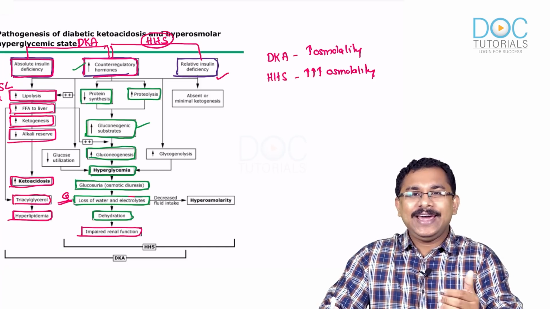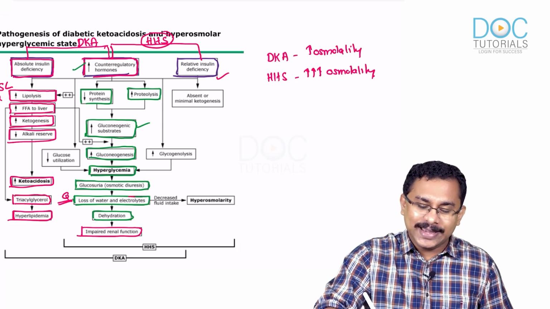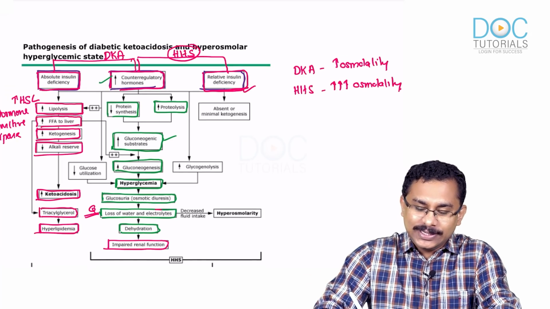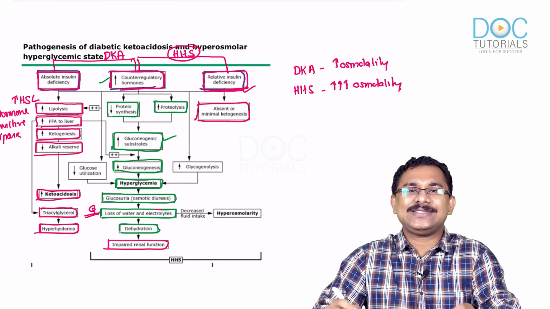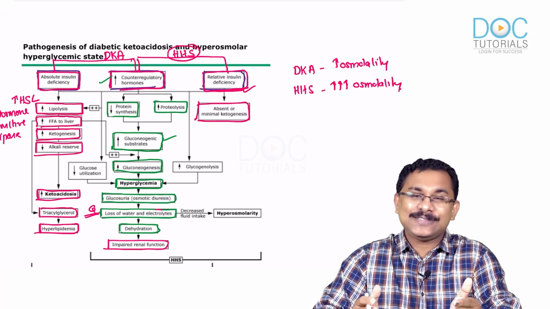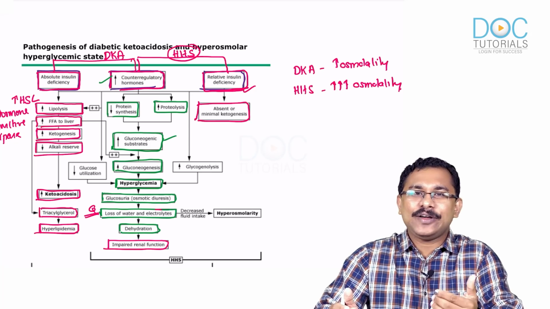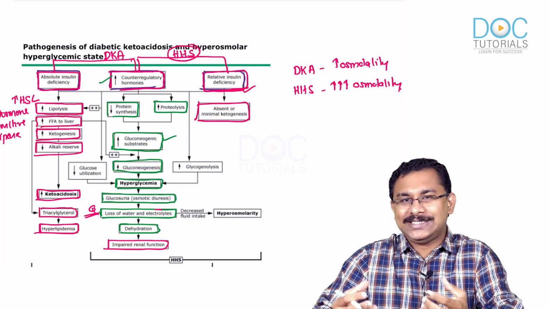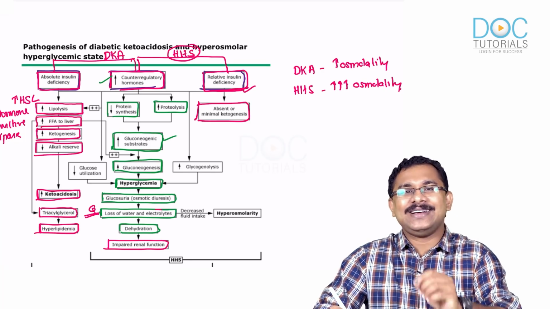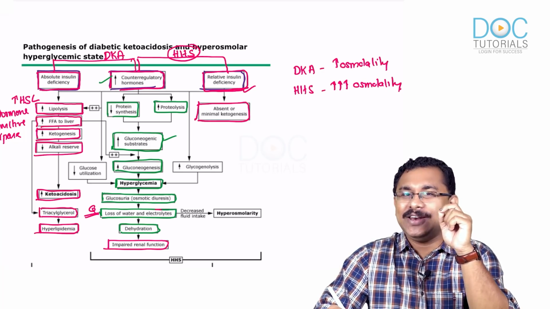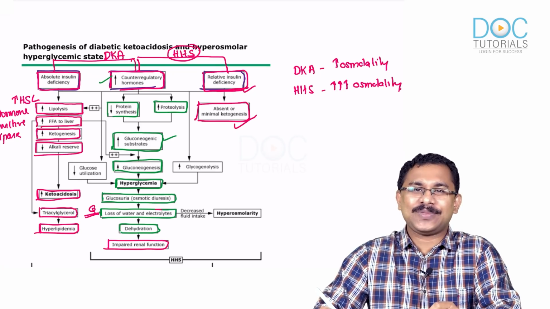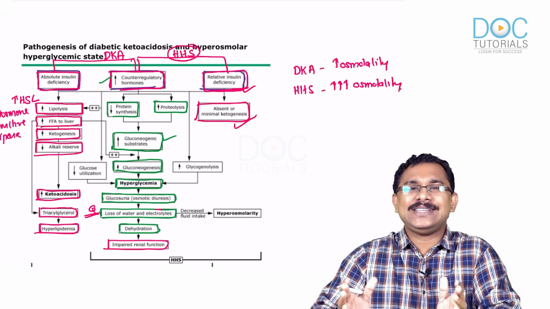So DKA, you understood the factors. Now what happens in the case of HHS? You have a relative insulin deficiency more often, so there is absent or minimal ketogenesis. That is one point that differentiates HHS from DKA. In DKA, ketoacidosis sets in and there is lots of ketone body formation. But here, since there is a relative insulin deficiency and not an absolute insulin deficiency, you do not have ketone bodies. That is a major difference in the pathogenesis.